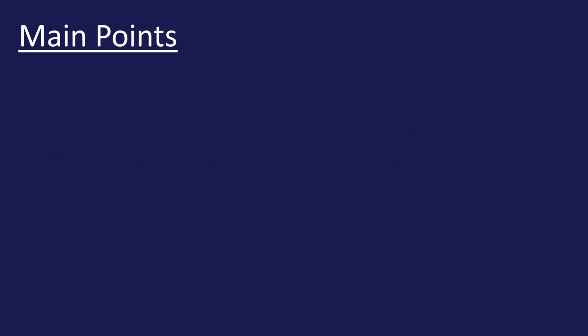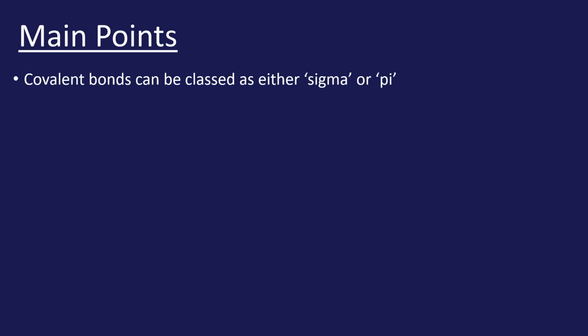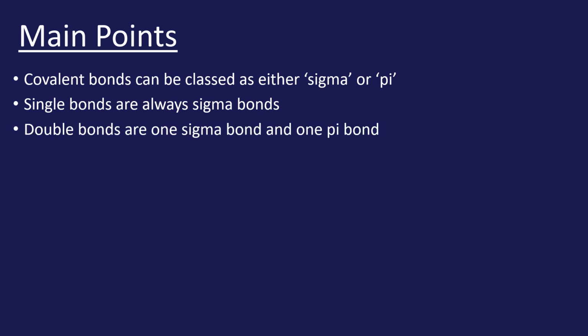So the main points for this section then. We're going to see that covalent bonds can be classed as either sigma or pi. So there's actually 2 types of covalent bond. Single bonds are always going to be sigma bonds. And if there's a double bond, it means that one of the bonds is a sigma bond and the second bond is a pi bond. So it's not 2 identical bonds when we have a double bond. It's in fact 1 sigma and 1 pi.